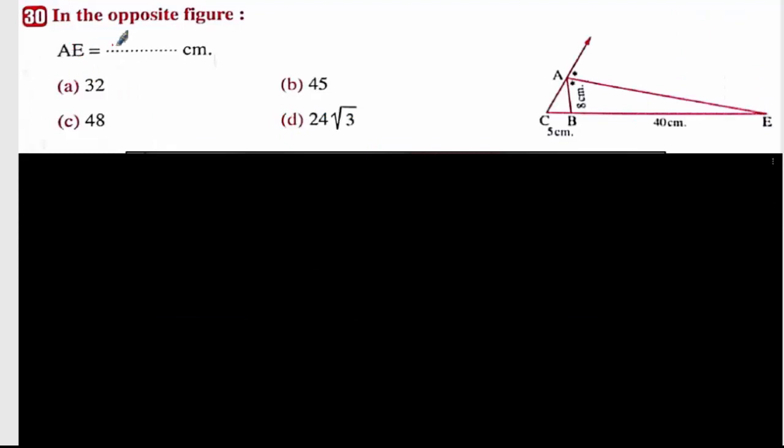Question number 30. In the opposite figure, here we have AB equals 8 centimeters, CB equals 5 centimeters, BE equals 40 centimeters, and AD bisects angle A external. The required here is to calculate AE. What is the length of AE?